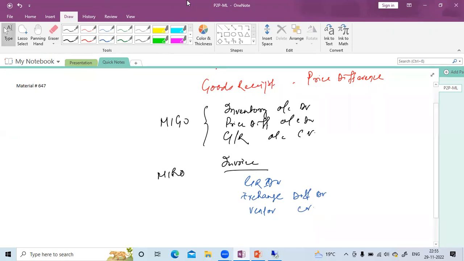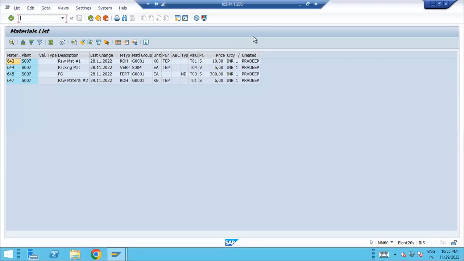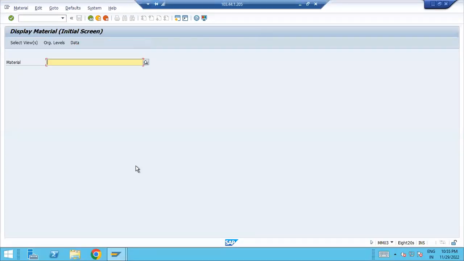Okay, let me create one purchase order. I'm going to use material 647, the material master number. Just make sure that material ledger must be activated for this material. Let's verify it. 647 is my material master.